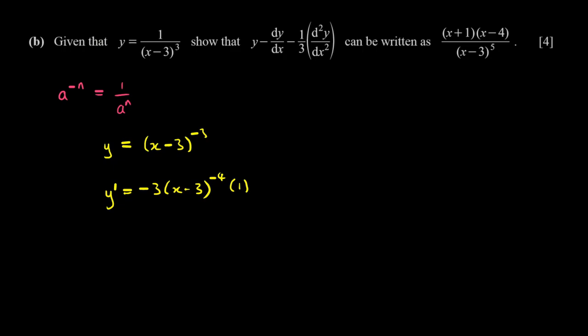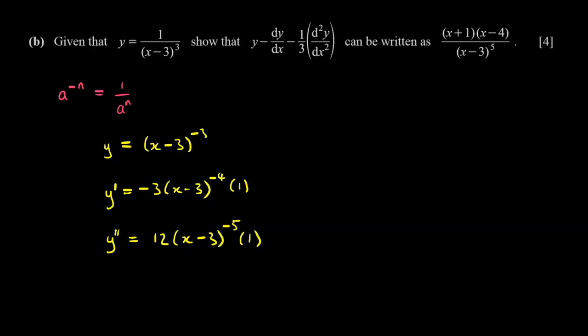Okay, so we've done that once. We need to differentiate again. So in the same way, we take the power, negative 4, we bring it to the front. So negative 4 times negative 3 is positive 12. And we're going to get x minus 3. We subtract 1 from the power to get negative 5. And again, we differentiate inside the bracket. We get 1. We multiply through by 1.